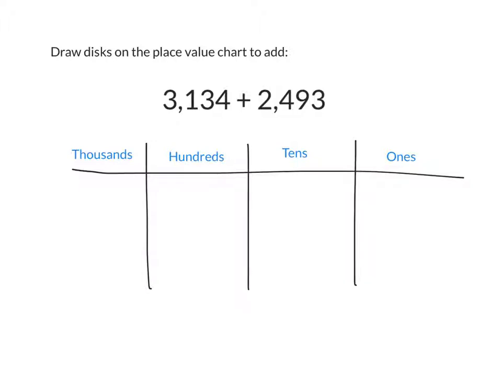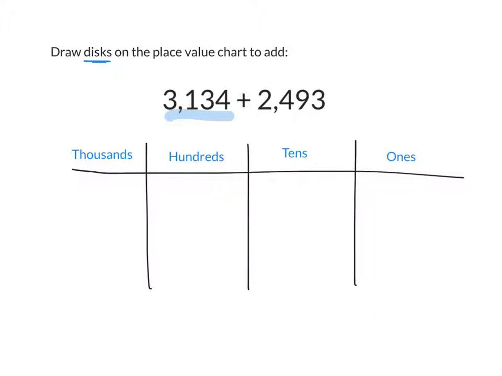Today, start by copying this question down. 3,134 plus 2,493. The question asks us to use discs or circles on the place value chart to help us add. So that's what we're going to do. Let's take a look at this first one first. The first addend. Different parts of an addition equation, by the way, are called addends. Okay, so it says 3,134.